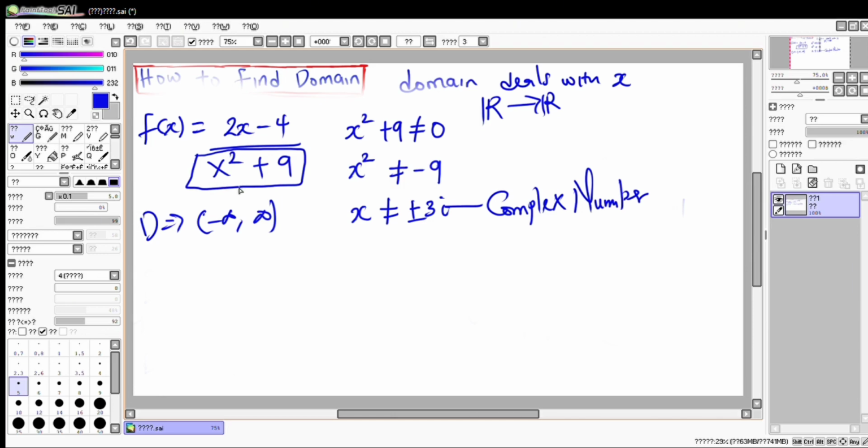Now let me give you this to try and give me the answer in the comment section. f of x is equal to 4 over x squared minus 1. What is the domain of this? Give me the answer in the comment section.